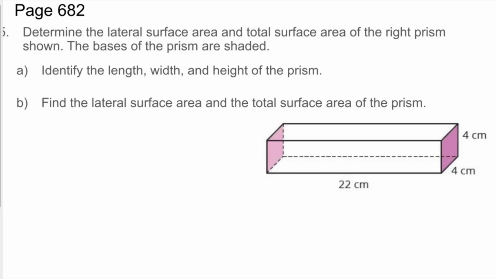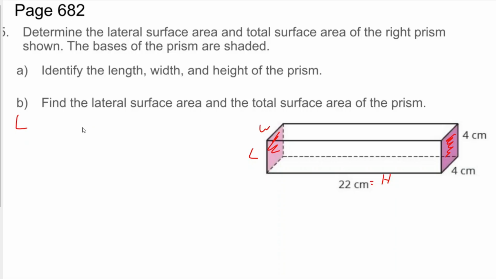Let's change it up a little. Now the bases are shaded and it's laid on its side. These are the bases. So determine the lateral surface area and total surface area of the right prism shown. The bases of the prism are shaded. So let's identify length, width, and height. My length and width will be on the base, and my height is connecting the two bases together. Okay, now find the lateral surface area and total surface area.